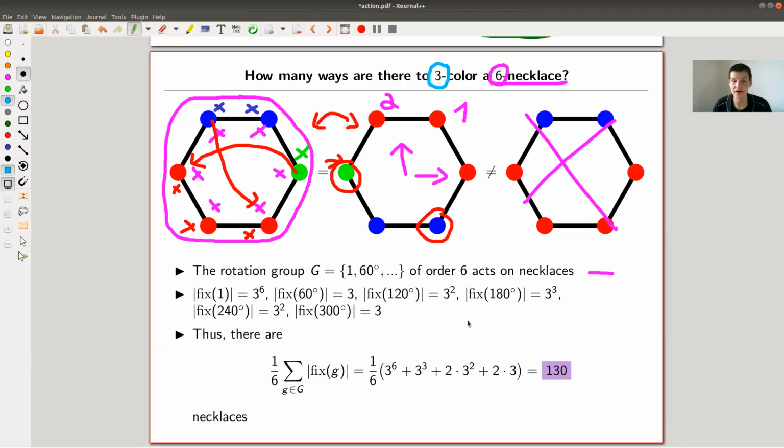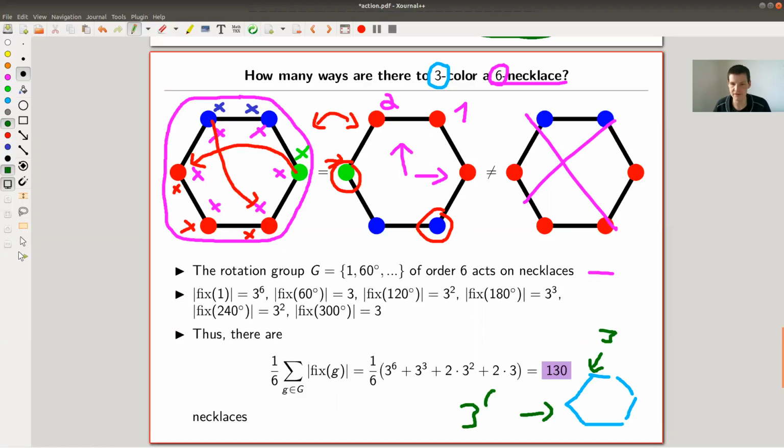What I do is the following. I claim the unit fixes everything by construction. The unit doesn't move anything, so it fixes everything. So in this case, I just need to count how many ways there are to color such a hexagon. And there are just 3 colors per vertex, so it's 3 to the 6.